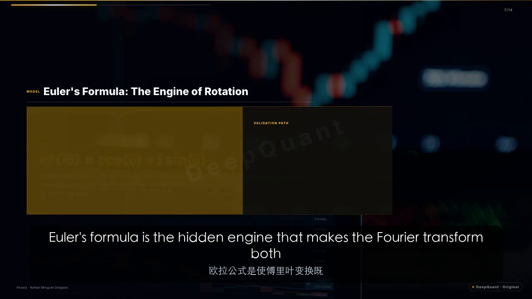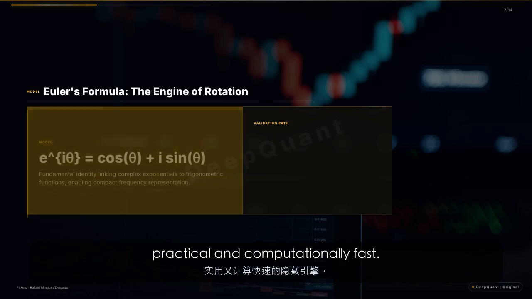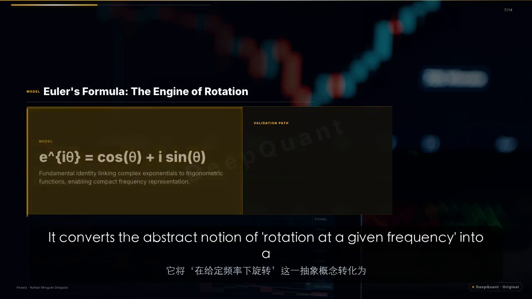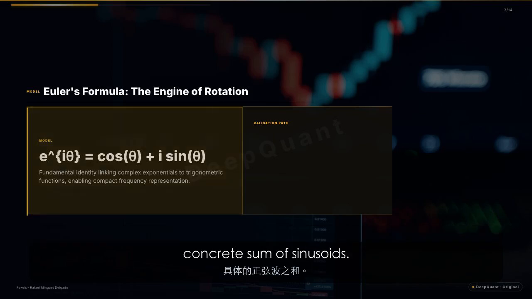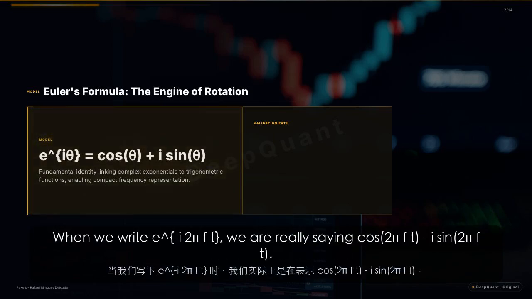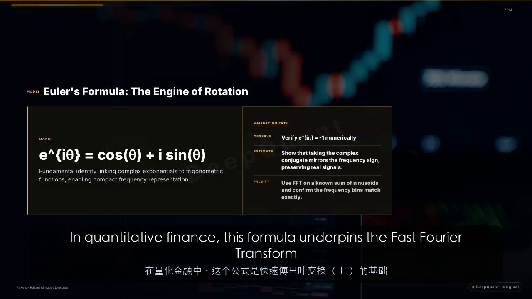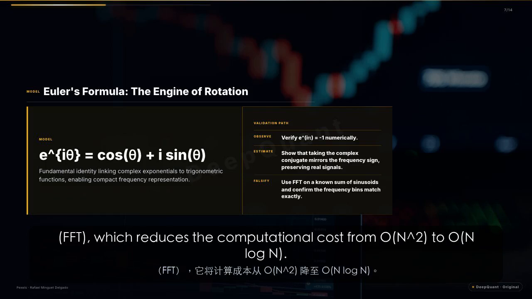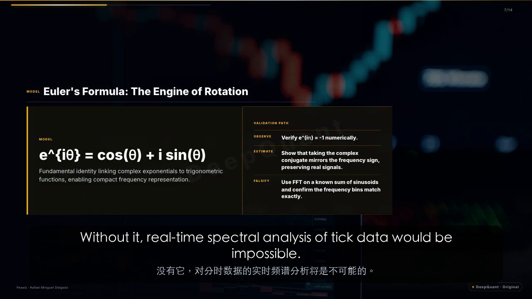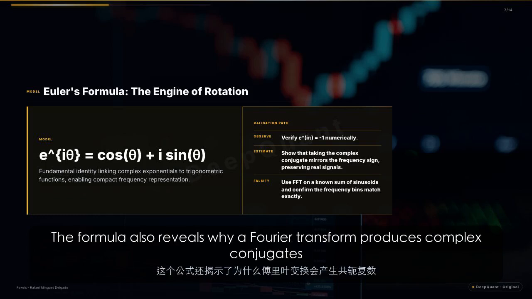Euler's formula is the hidden engine that makes the Fourier transform both practical and computationally fast. It converts the abstract notion of rotation at a given frequency into a concrete sum of sinusoids. When we write e^(i2πft), we are really saying cosine 2πft plus i sine 2πft. That is, the winding vector traces a unit circle clockwise at f revolutions per unit time. In quantitative finance, this formula underpins the fast Fourier transform, FFT, which reduces the computational cost from O(n²) to O(n log n). Without it, real-time spectral analysis of tick data would be impossible.